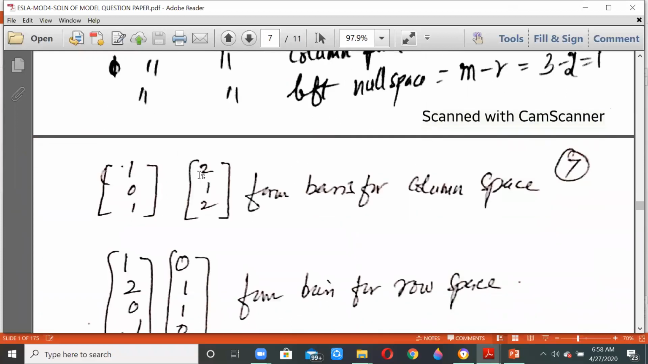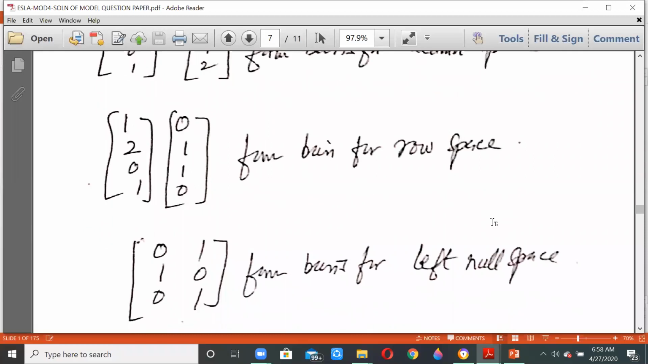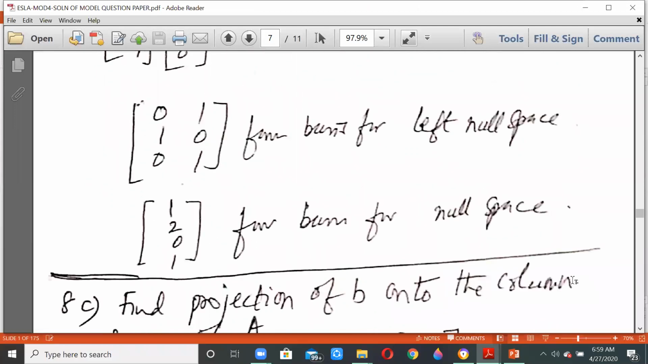So 1, 0, 1 and 2, 1, 2 form the basis for the column space. 1, 2, 0, 1 and 0, 1, 0, 0, that is the two rows put in the form of a column, form the basis for the row space. And then the other row, leaving the first two, will form the basis for the left null space. The other vectors, leaving the rest of the rows, form the null space.